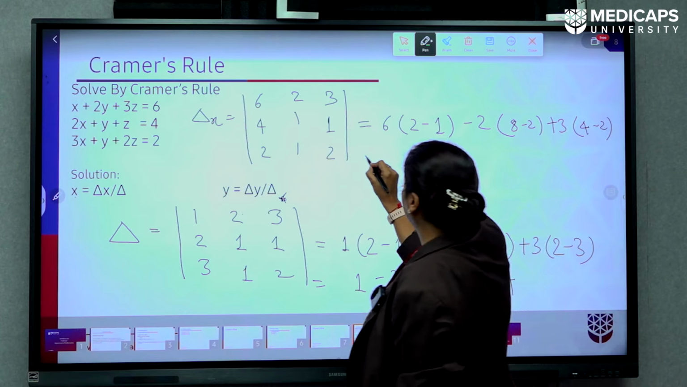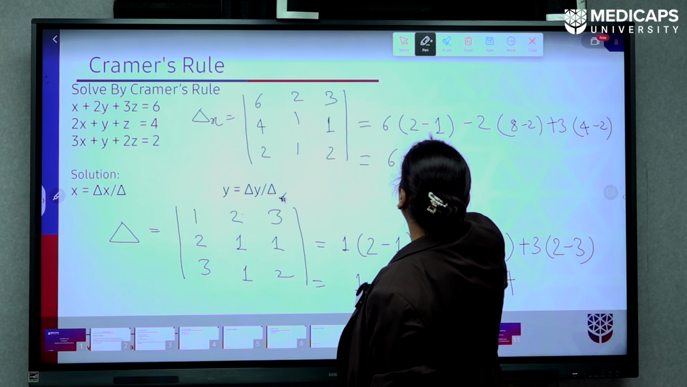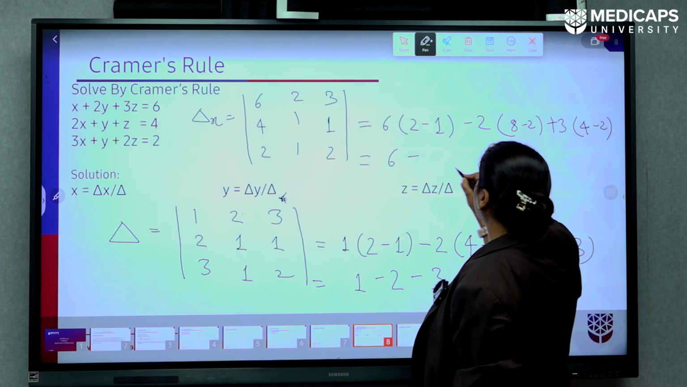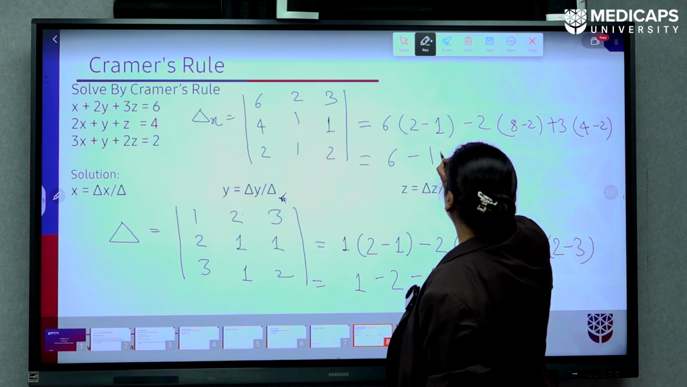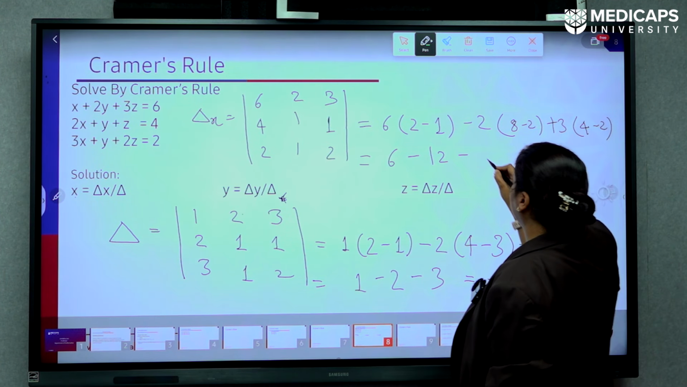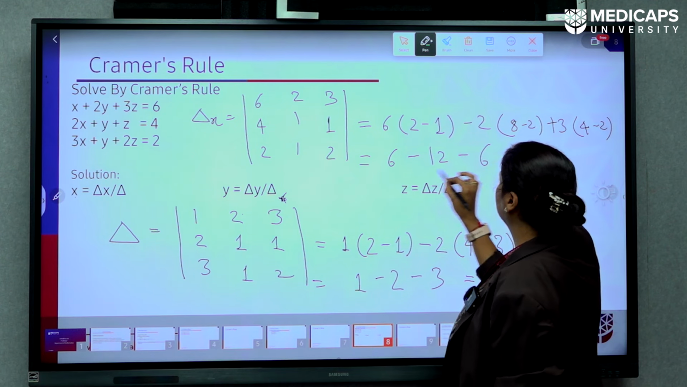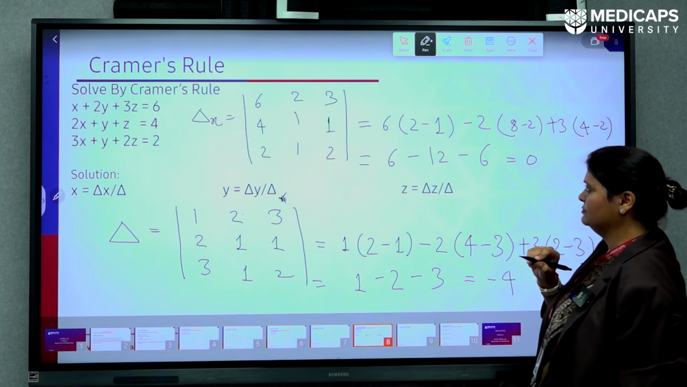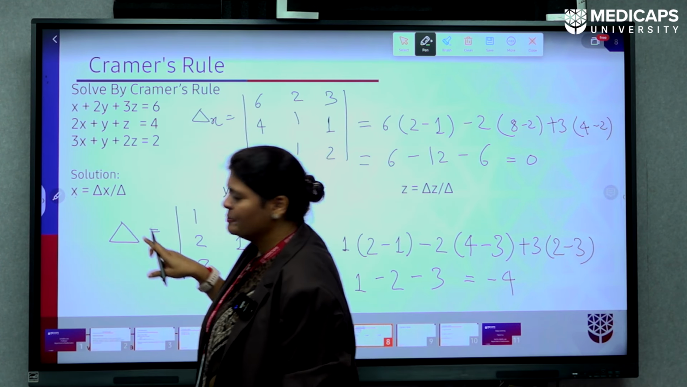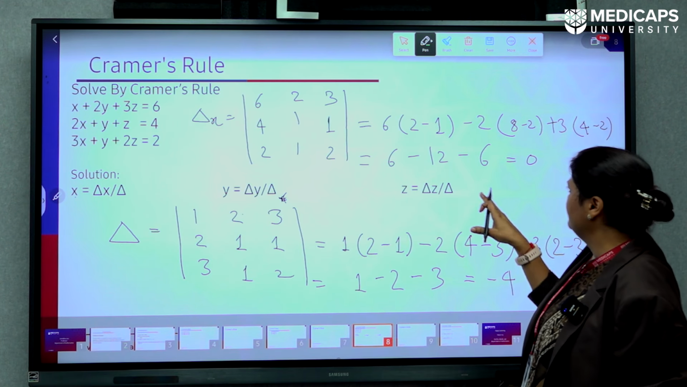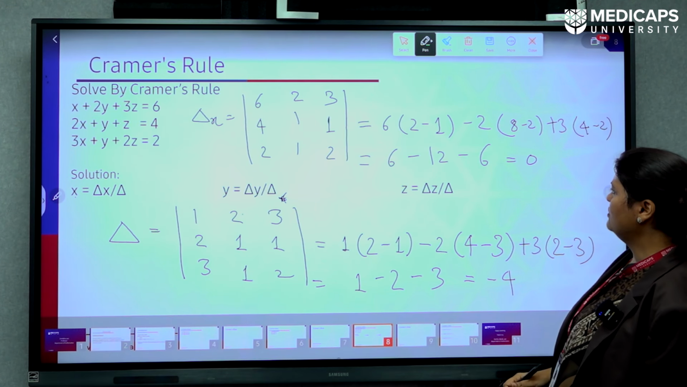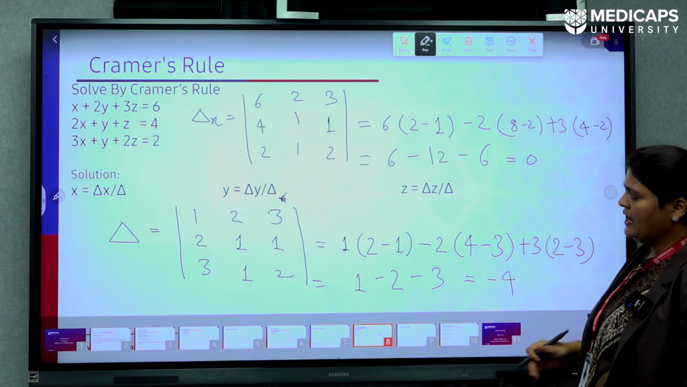So simplify this. This is 6, 2 minus 1 is 1. Simply 8 minus 2 is 6. 6 minus 6 into 2 will be minus 12. And we have 4 minus 2, which is plus 2. 2 3s are 6. So 6, 6, 12 is coming to 0. So this determinant may be 0. The condition that we have discussed is that del should not be equal to 0. So del x may be 0 or may not be 0. This is del x.